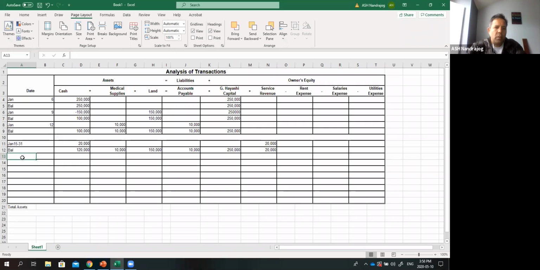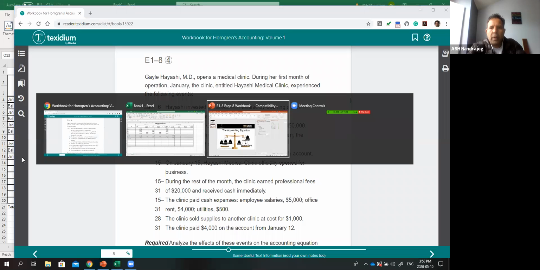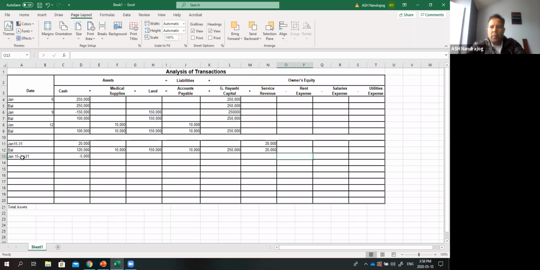All right. So again, between January 15th to January 31st, our cash went down. Let's recognize the first one, which is $5,000. So it went down by $5,000. And that was for the rent. Okay, so we will recognize the rent expense. So we would say rent expense $5,000.